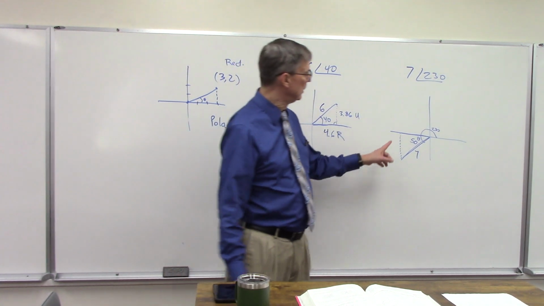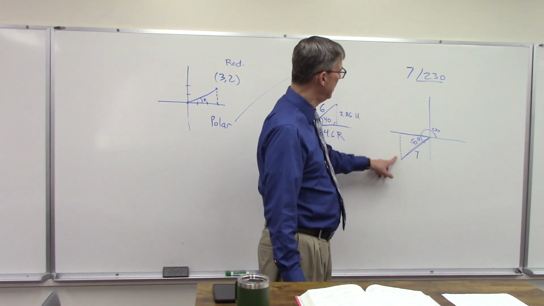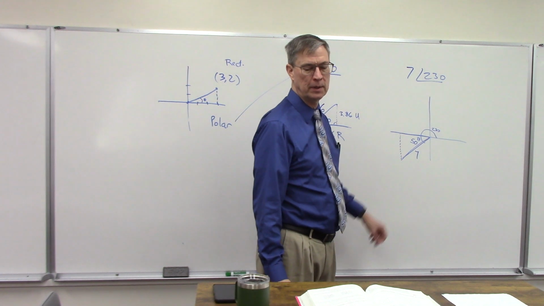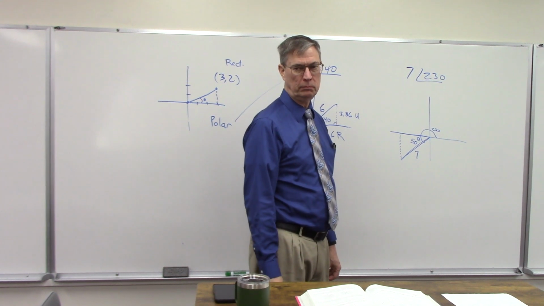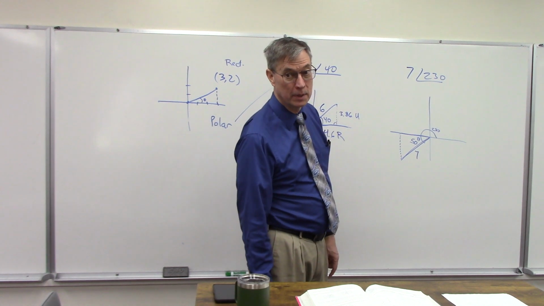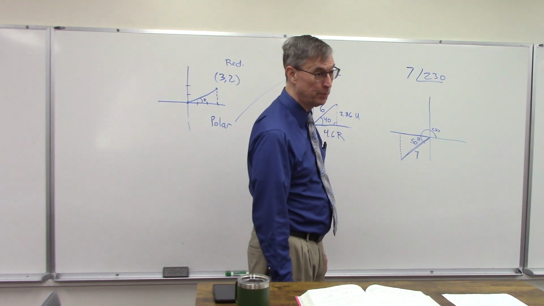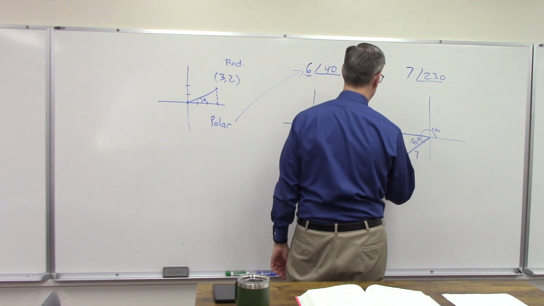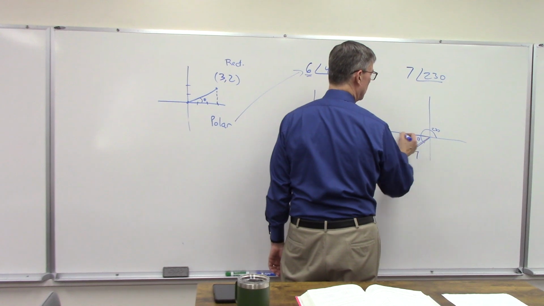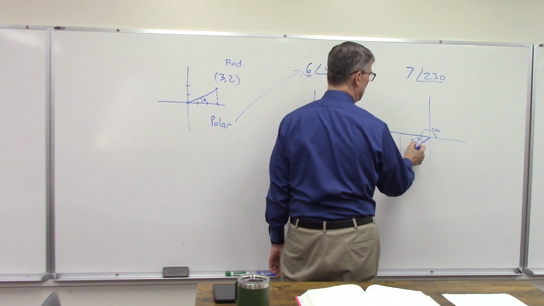All right, let's do the same thing. Let's find this, which is the sine. So the sine of 50 times 7. 5.36. What is it? 5.36. Okay. And then let's do this one, which is the cosine of 50 times 7.